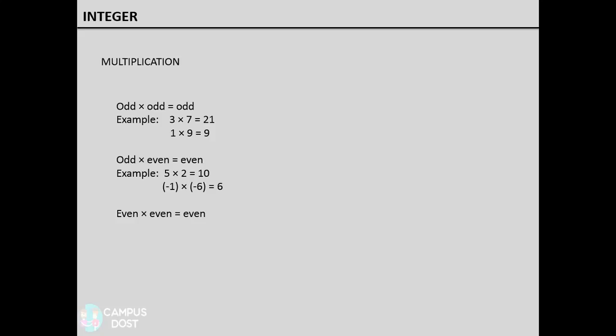And finally, the product of two even numbers will always be even. As we can see in this example, 6 into 8 is equal to 48. Here 6 and 8 both are even numbers, so the result 48 is also an even number. And 10 into 2 is equal to 20. Here 10 and 2 both are even numbers and the result 20 is also an even number.